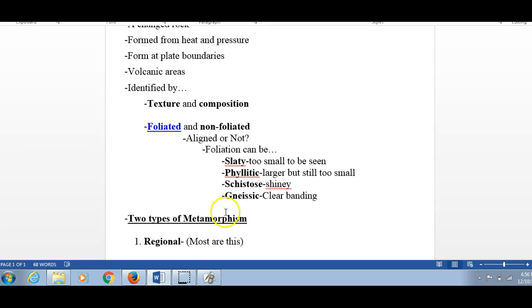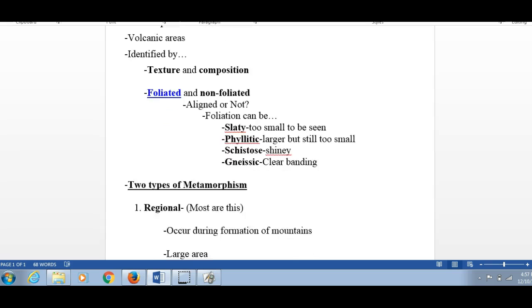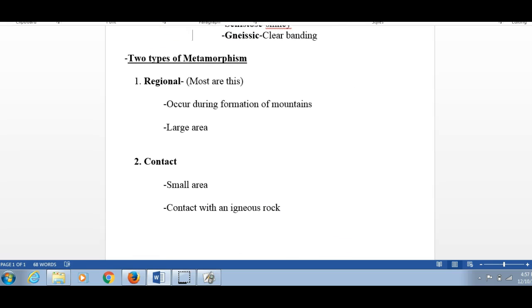Okay, and then we can look at metamorphism and understand it as a process that occurs. So within metamorphism, we have different types of rocks that are formed according to the degree of metamorphism that occurs. But we can also have types, and that's talking about how much of the rock has been affected and how widespread is this process. Let me go back. So we'll go down, and you have two types: regional. And really, it says here, most are this. And this is a large area.